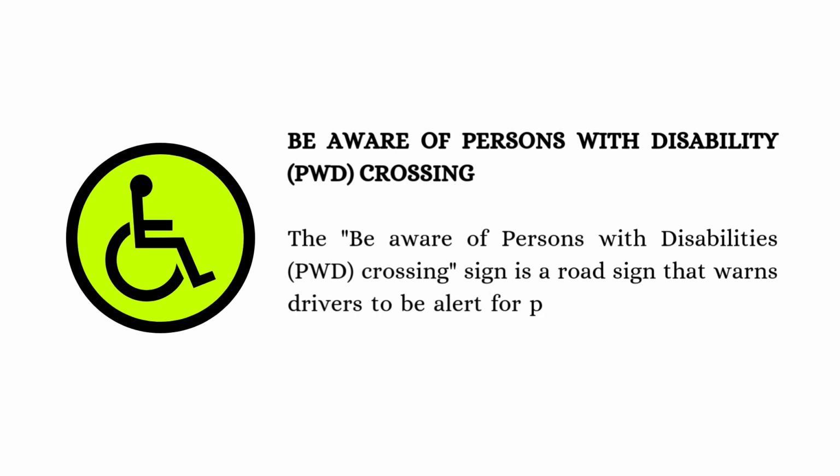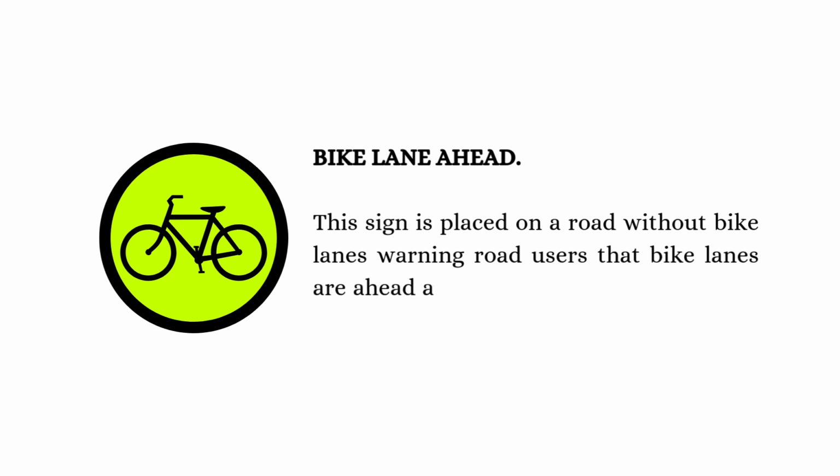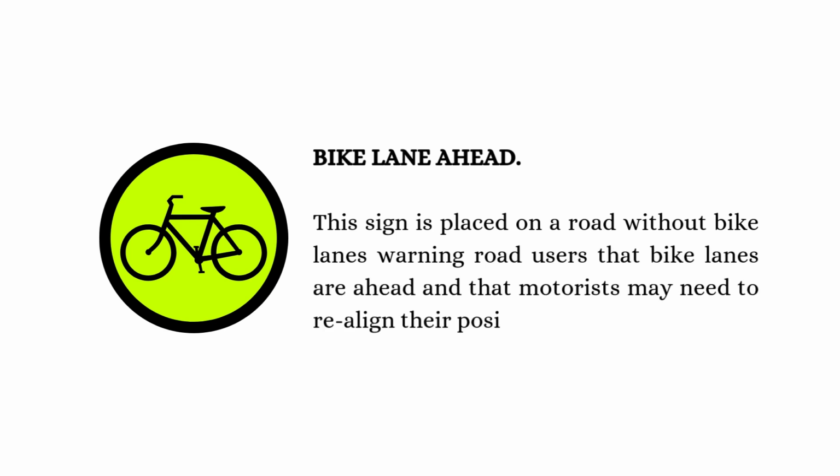Be aware of persons with disability, PWD, crossing. The "Be aware of persons with disabilities, PWD, crossing" sign is a road sign that warns drivers to be alert for people with disabilities crossing the road. Bike lane ahead. This sign is placed on a road without bike lanes, warning road users that bike lanes are ahead and that motorists may need to realign their position on the road.